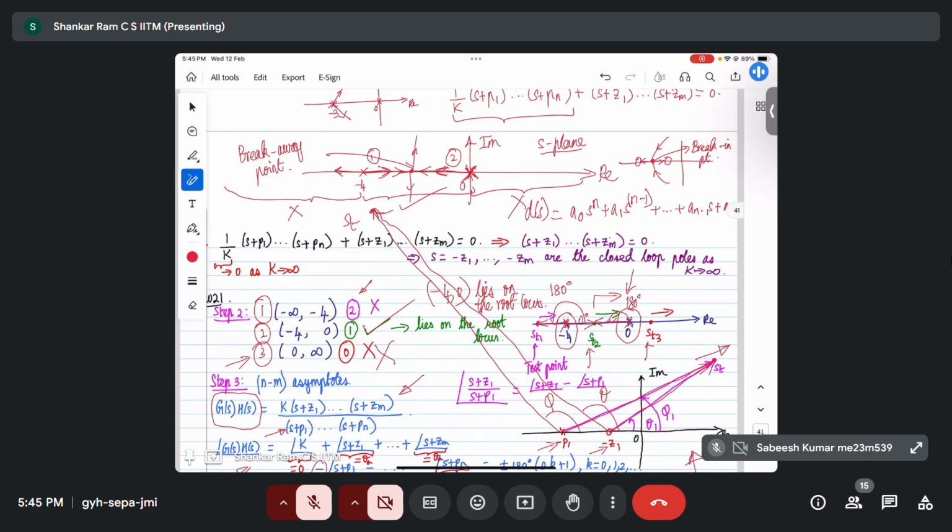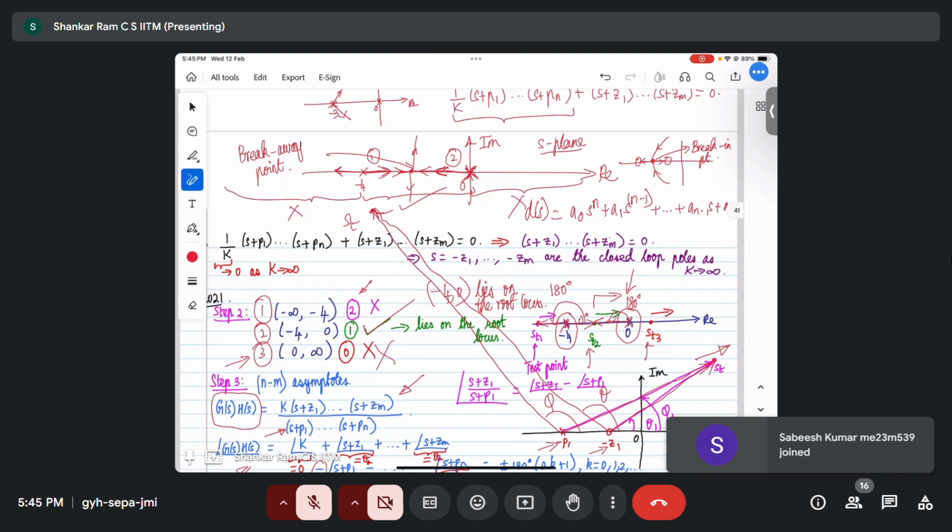Any questions on the definition of the breakaway and break-in point? We'll figure out how to determine the breakaway and break-in point in the next class on Monday. But any questions on the definition of breakaway and break-in point?